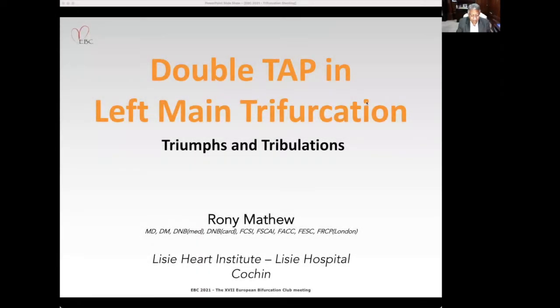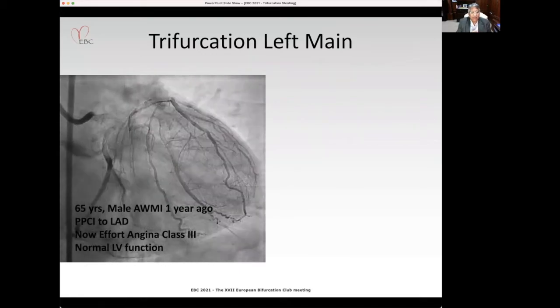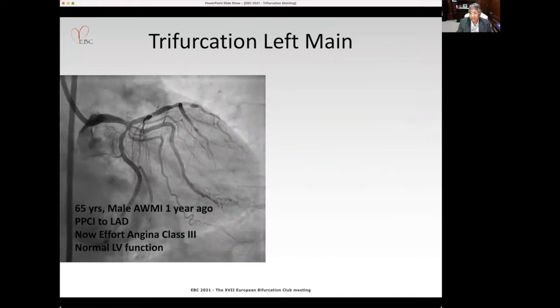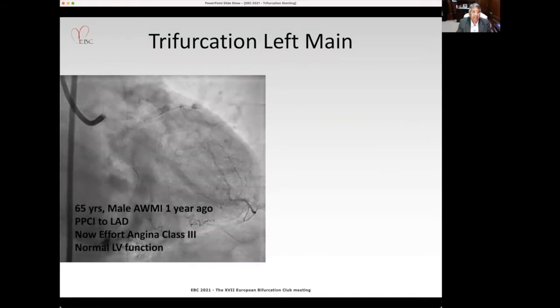Respected Chairman, sir, thank you for the invitation to present at the EBC 2021. The title of my presentation today is a double TAP in left main trifurcation, triumphs and tribulations. So this is my patient, a 65-year-old gentleman with an anterior wall MI 1 year back who underwent a primary angioplasty with a stent to the proximal LAD. And now he presents with effort angina.